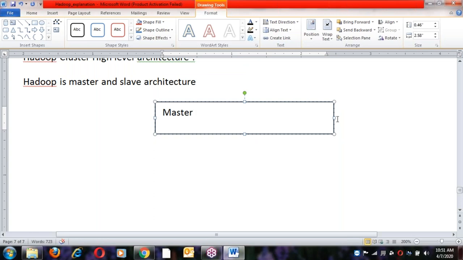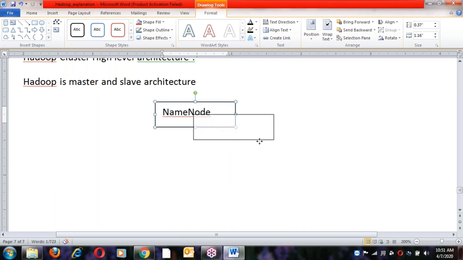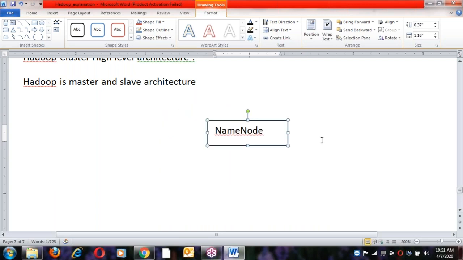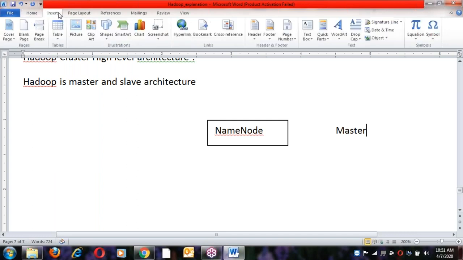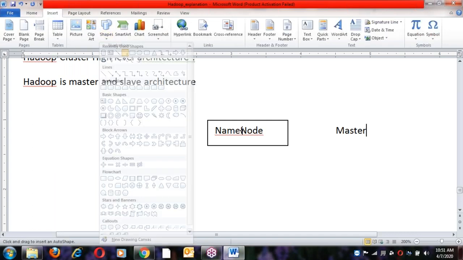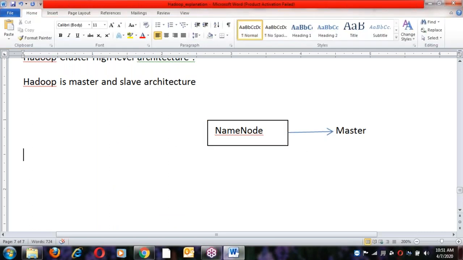Master, yes, called as name node. So this is the name node. The name node is one computer. Yeah, this is the master. So it's a master node, right?